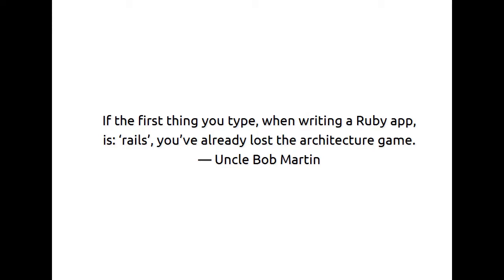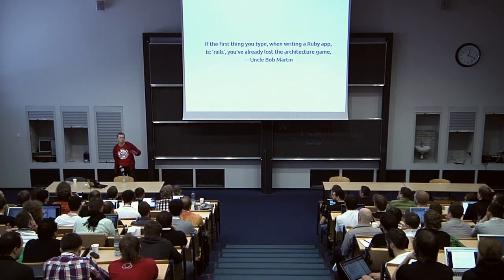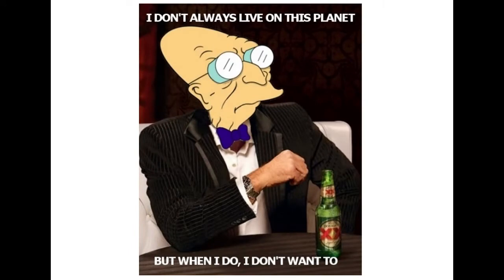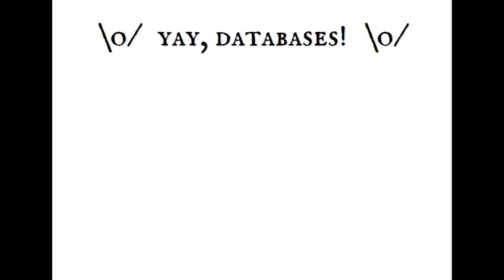Maybe, if we switch away from Uncle Bob Martin and more towards grumpy elder people like me or Professor Farnsworth, there is some truth that we should probably think about architecture before we decide even on the framework we use. So why are we so obsessed with the database layer?